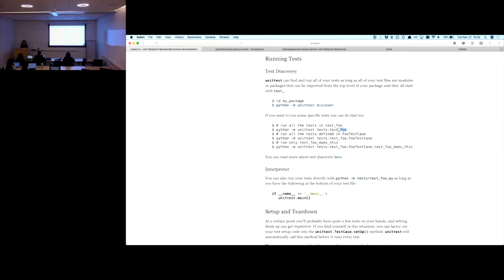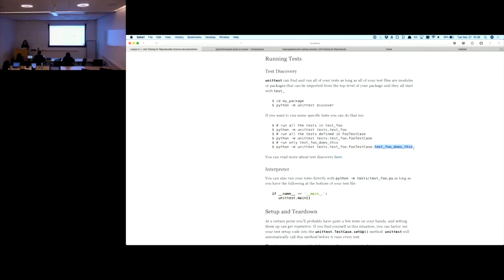You can also run tests individually. So let's say that I just wanted to run the tests for my foo module, or I just wanted to run this one specific test case in my foo tests, or even one specific test method. That is also possible. So this is how unittest discovery works, and this is one way of running unittest tests.